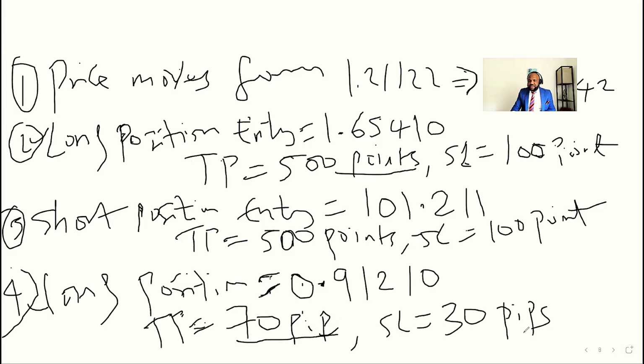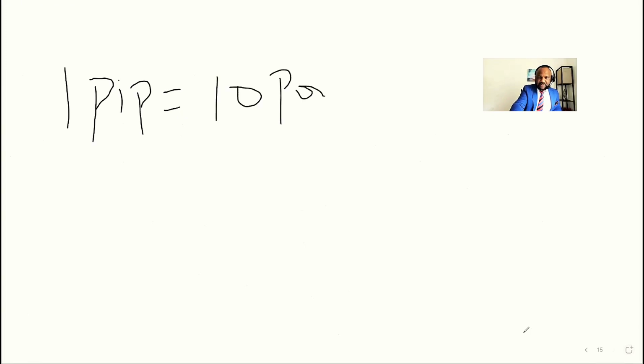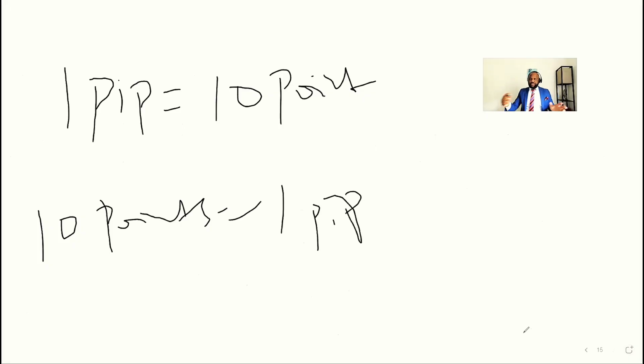And the relationship is that one PEEP will give you 10 points, or 10 points will give you one PEEP, whichever one you want to remember. One PEEP will give you 10 points. So if I'm looking for two PEEPs, I'll multiply it by 10 to give me 20 points. If I'm looking for 7 PEEPs, I'll multiply it by 10. It will give me 70 points. Is that okay?